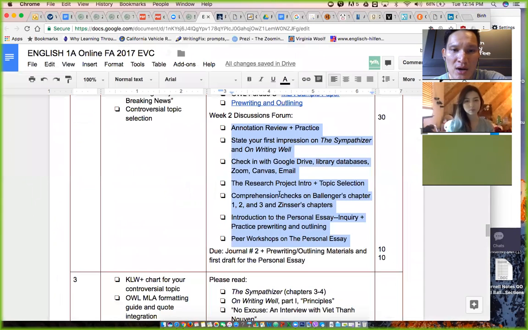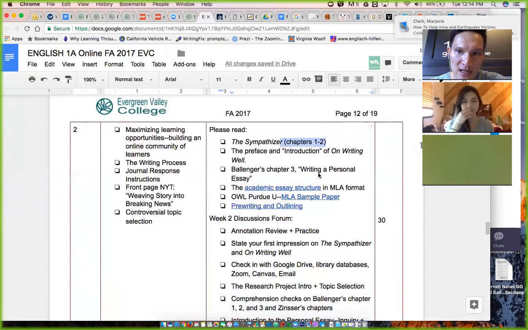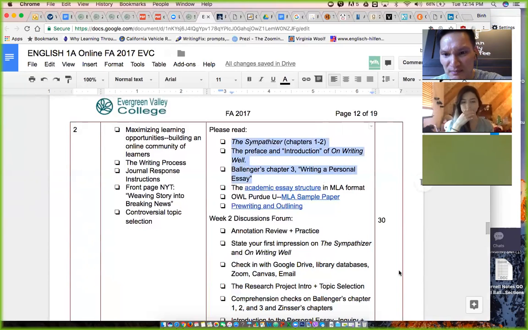But now you know that you have reading assignments. So please go ahead and, especially The Sympathizer, please read these 2 chapters. It's not an easy book by any means, so slow reading is necessary, but it's rewarding. If you get it, it's rewarding. Okay. And you have Writing Well and the Personal Essay, chapter 3. So those are the more important ones to look at. If you have no more questions, I'm going to end the meeting now and then work on the Canvas updating that I have to do.